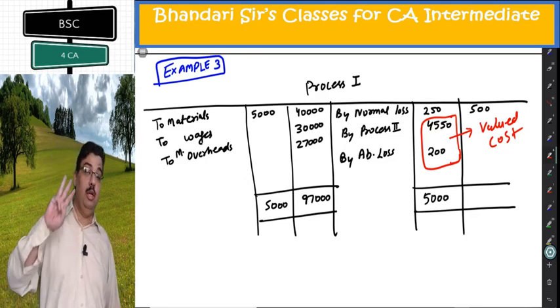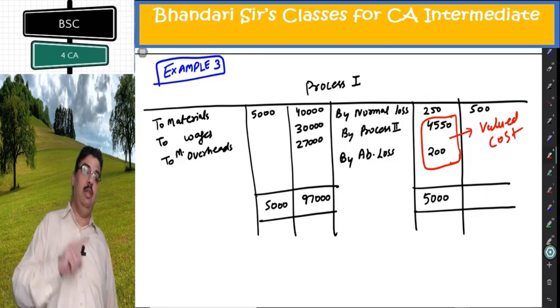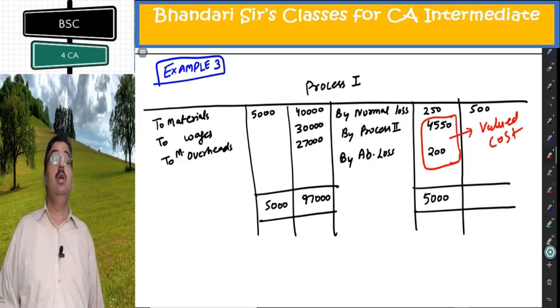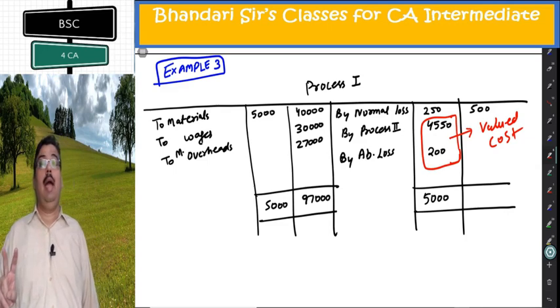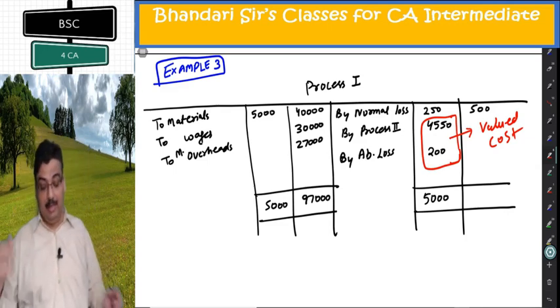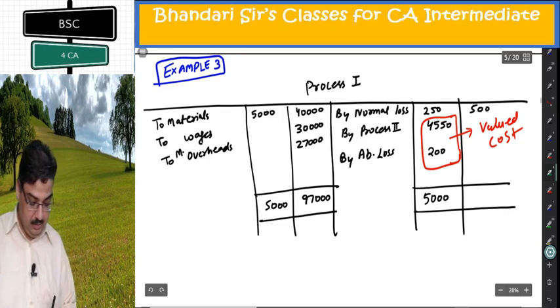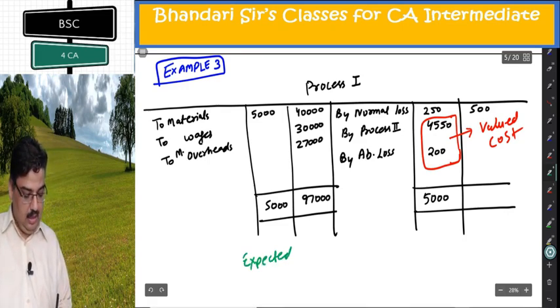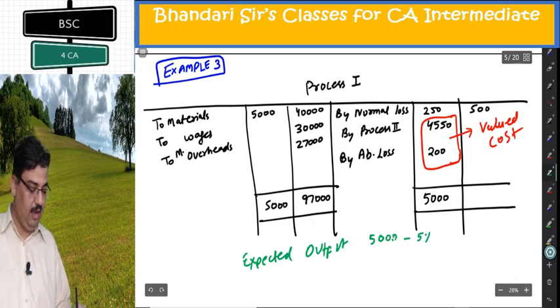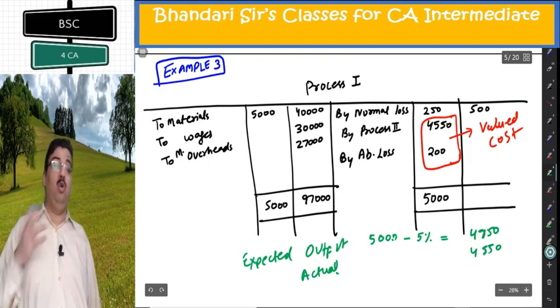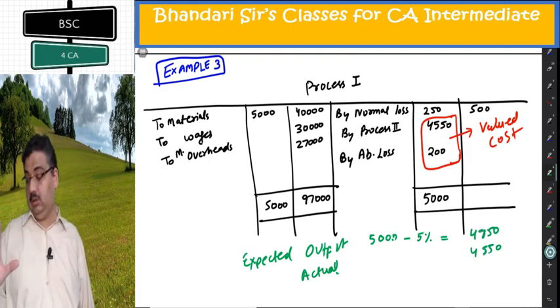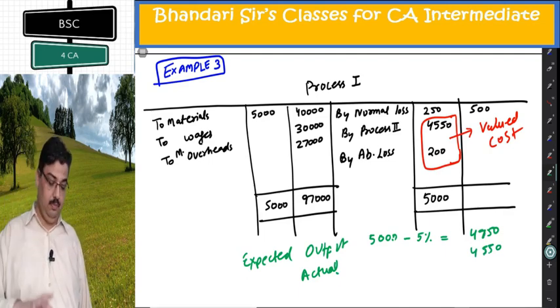There are 3 ways to compute units of abnormal loss. Number 1, balancing figure in the units column. Number 2, compare actual output and expected output. I am writing here for your learning purpose. Expected output is 5,000 minus 5%, 4750. Actual is 4550. If you get less output than what you expect, there is abnormal loss. There is loss of abnormal nature.